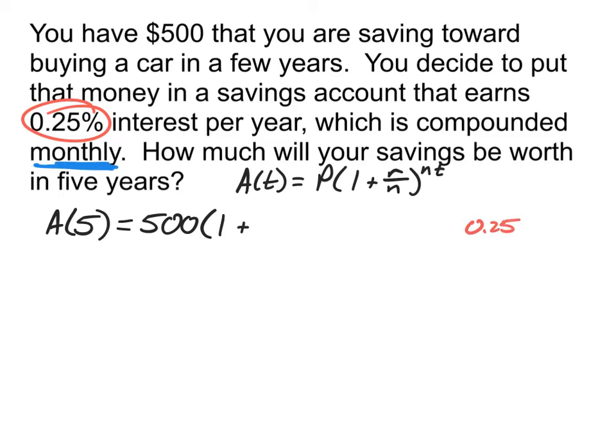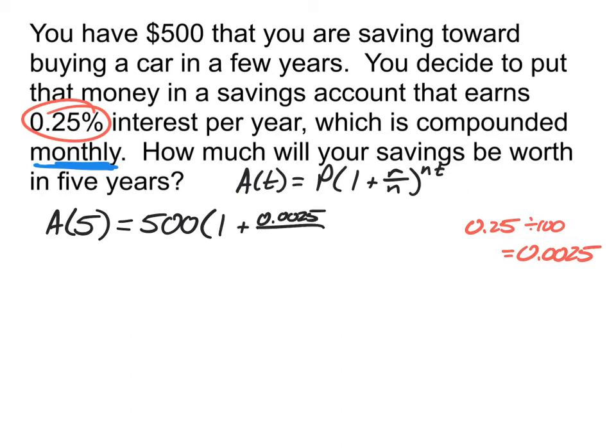But that 0.25 is a percent. I still don't have that as a decimal that I can multiply by. I have to still divide that by 100. I know it has a decimal in it, but that doesn't mean that it's not a percent still. So that is going to end up giving me 0.0025. That's what I'm going to be using in my equation here.